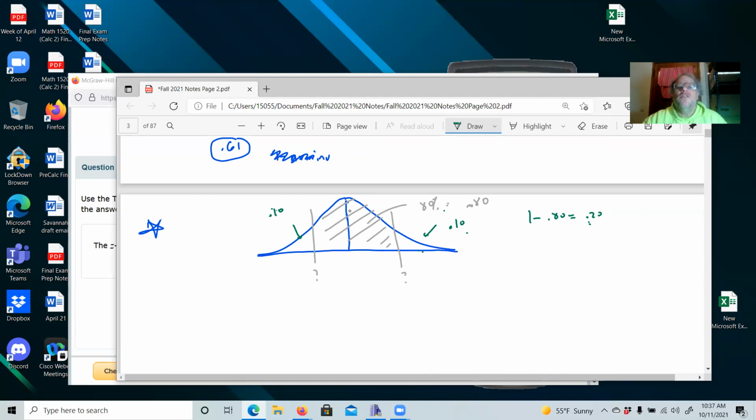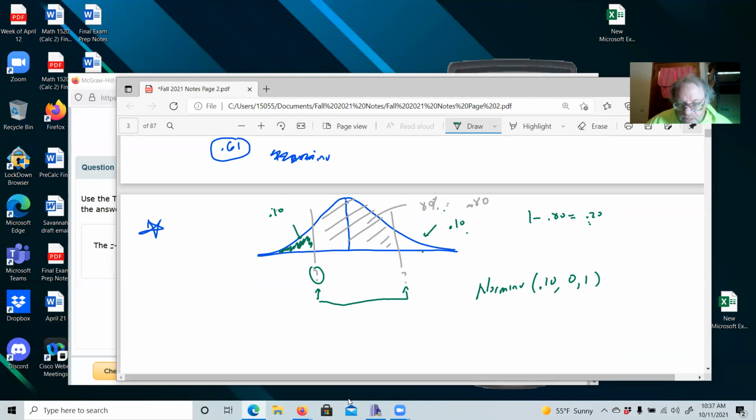So what we have to figure out is what this number here is. We know this area here is 0.10. This is symmetric, so whatever happens here is going to mirror and be on the positive side over there. So we're going to use inverse norm. How much area do we want over here? We want 0.10, with a mean of 0 and a standard deviation of 1.